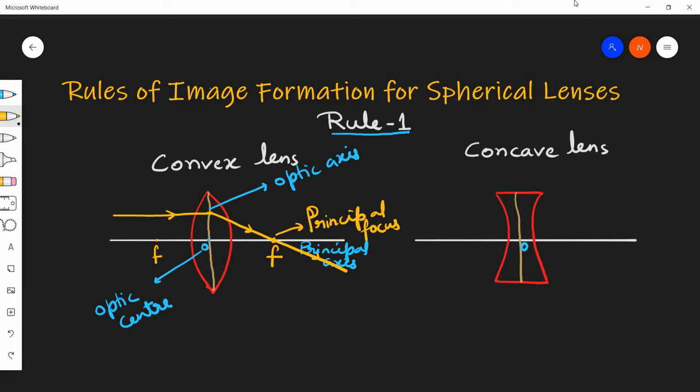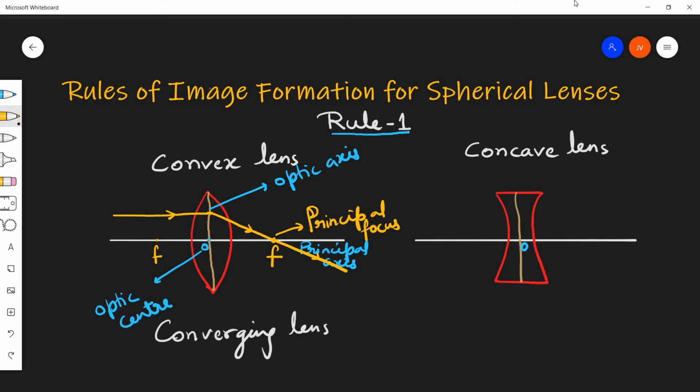That means if I draw a number of parallel incident rays, all of these after refraction will pass through this point which is known as the principal focus. That means a parallel beam of light rays after refraction will converge to a point on principal axis. That point is called principal focus. So we can call a convex lens a converging lens.